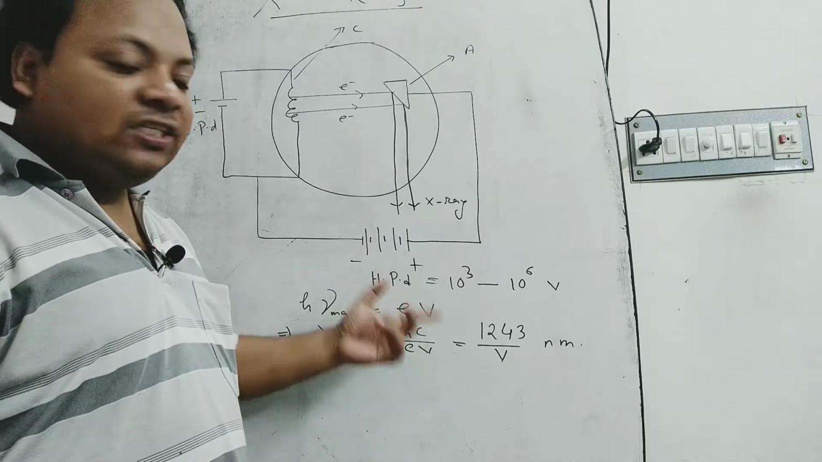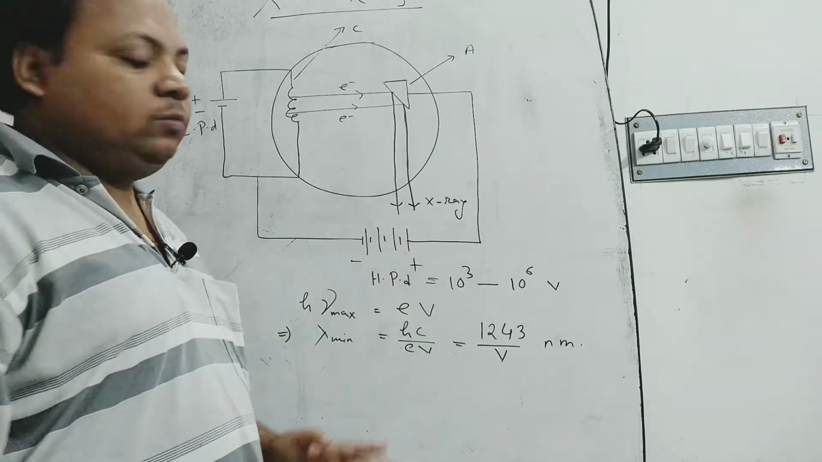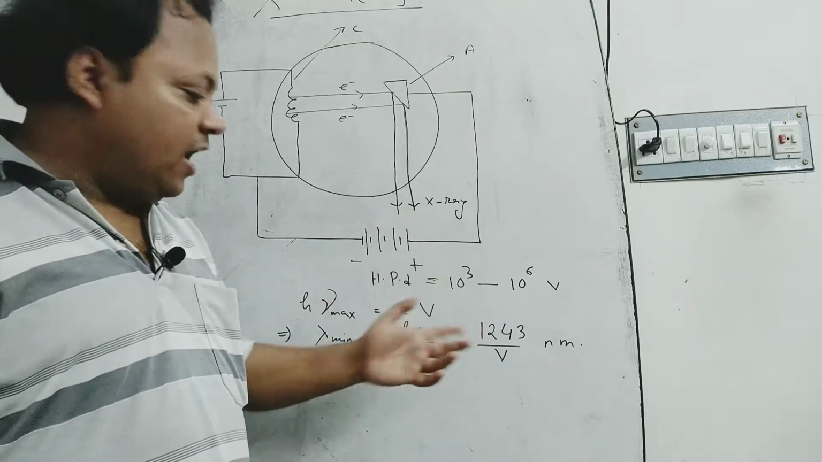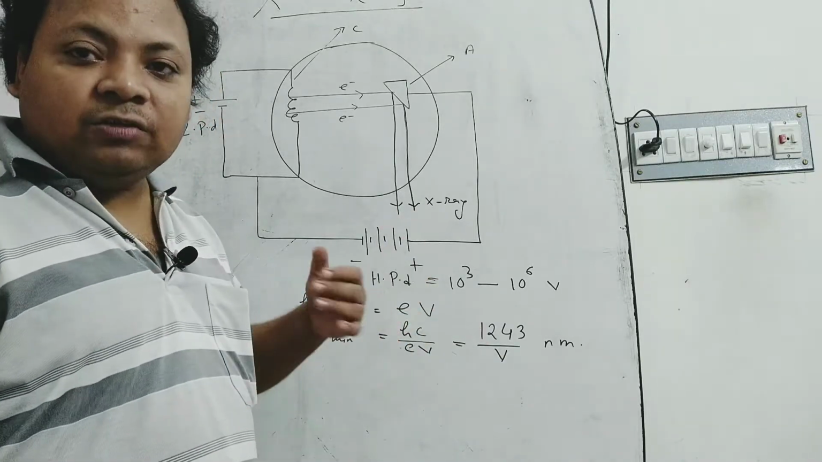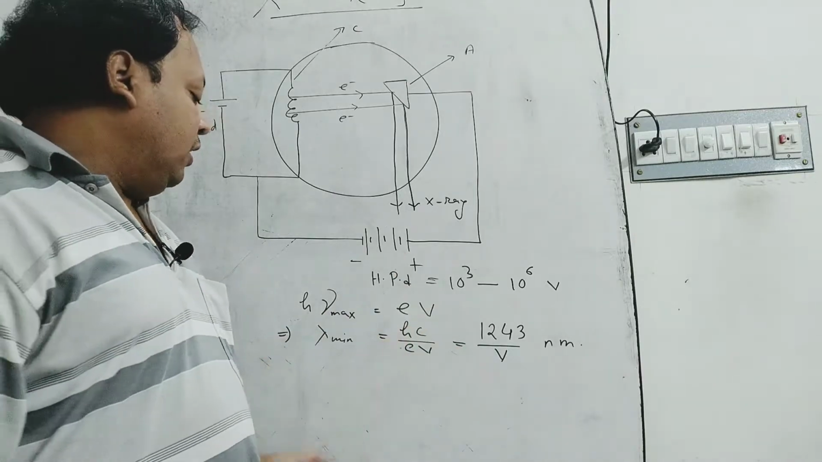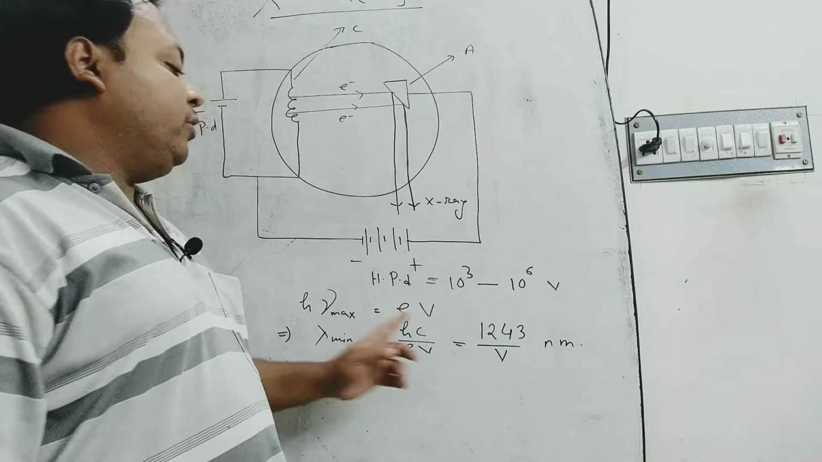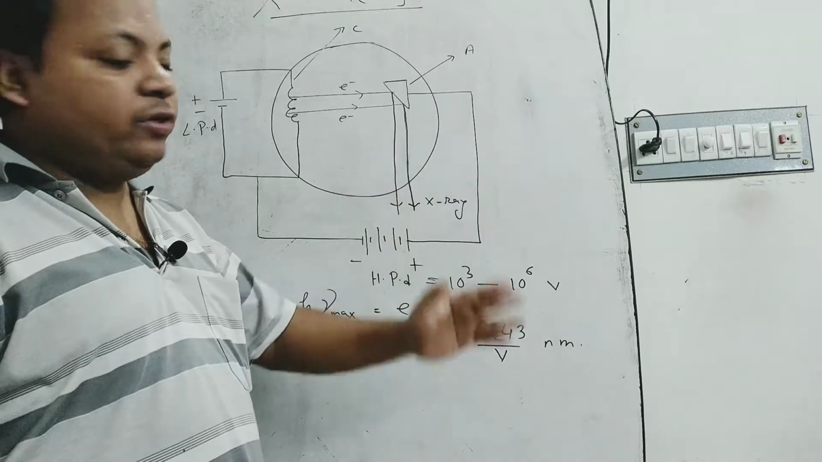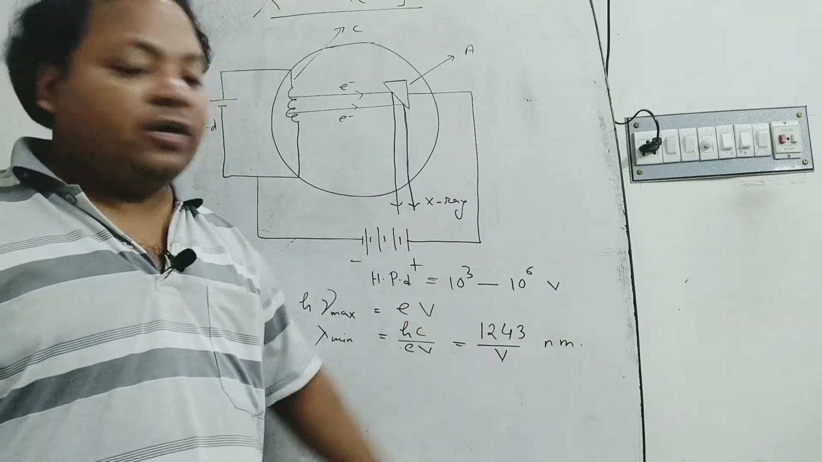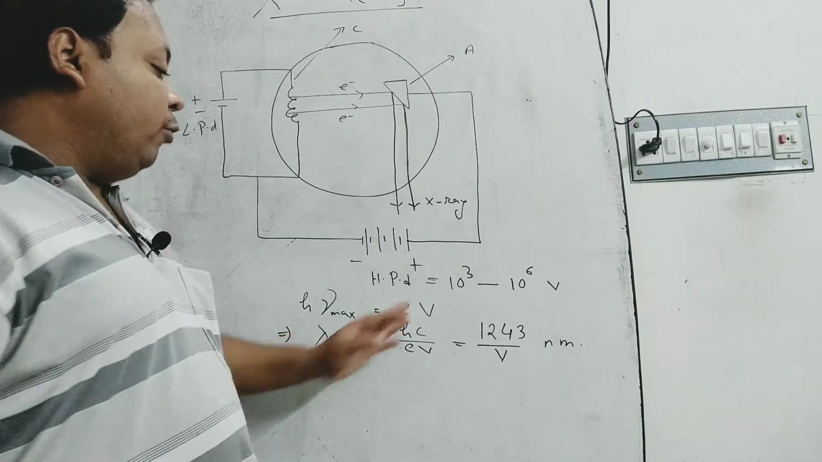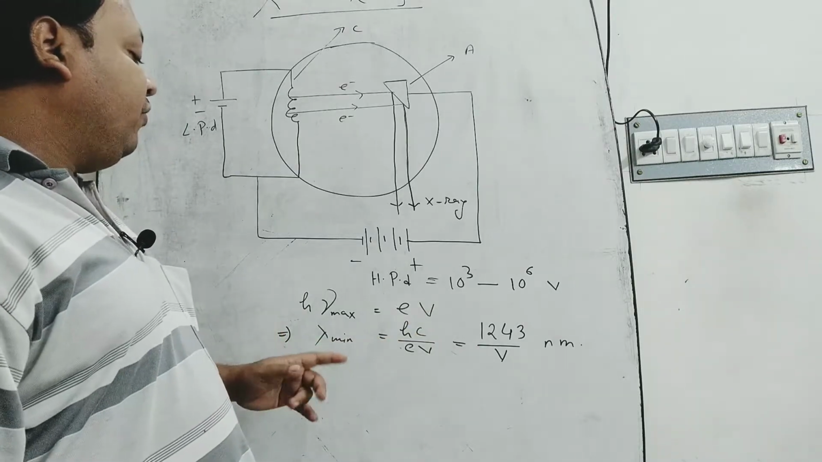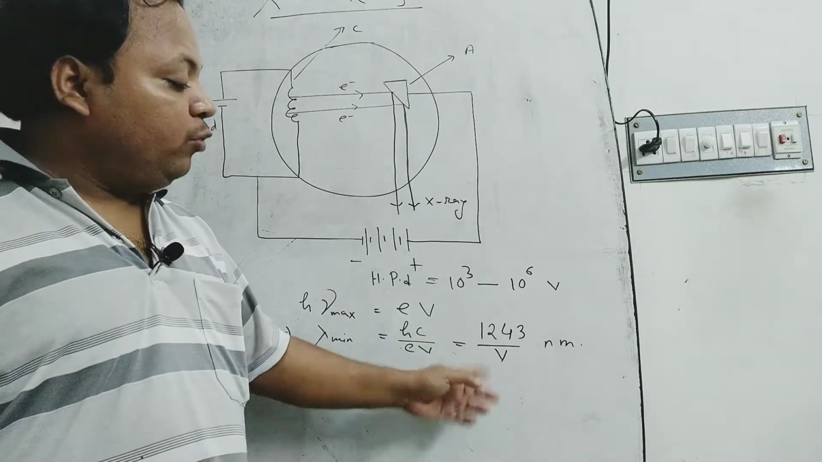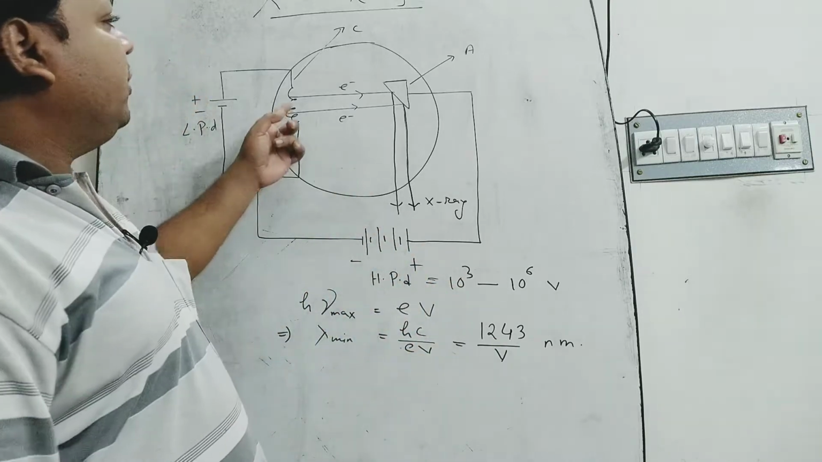Here h, c and small e are constants. Now putting the values of h, c and small e, where c is the velocity of light in vacuum, we get that lambda minimum is equal to 1243 by capital V nanometer. From this formula we can easily find out the minimum wavelength of the emitted X-ray when we know the potential difference between cathode and anode.